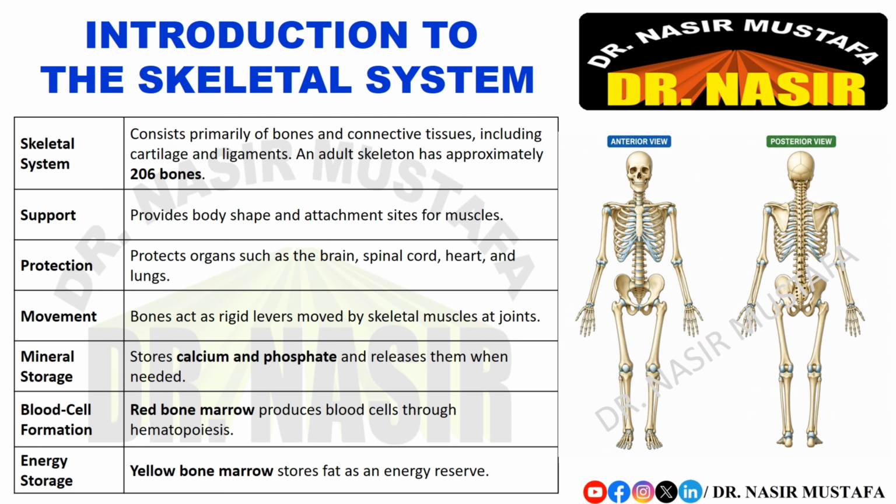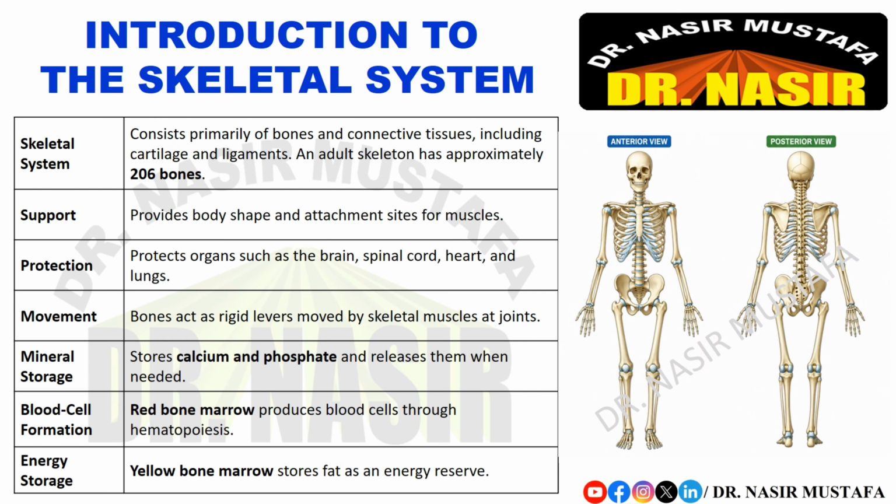The skeleton performs several essential functions. Support. First, bones provide structural support for the body. They form the framework that maintains our body shape and provides attachment sites for muscles. Protection. Second, bones protect important internal organs. For example, the skull protects the brain, the vertebral column protects the spinal cord, and the thoracic cage protects the heart and lungs.